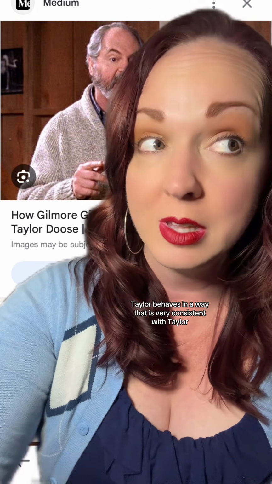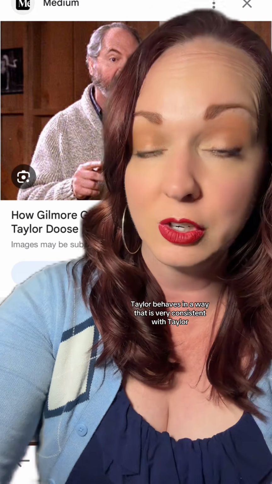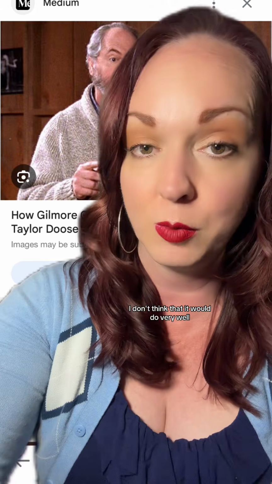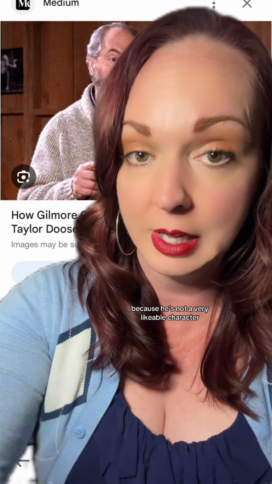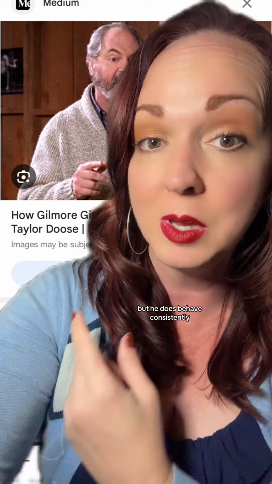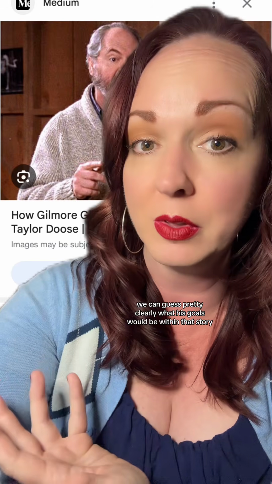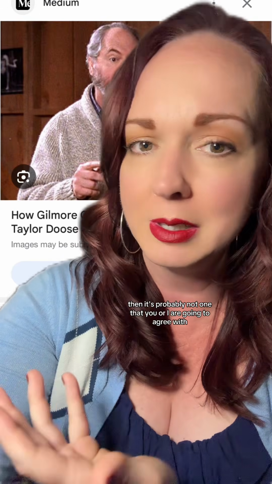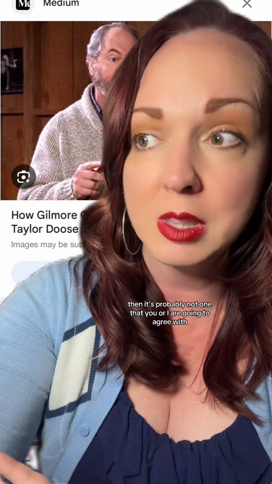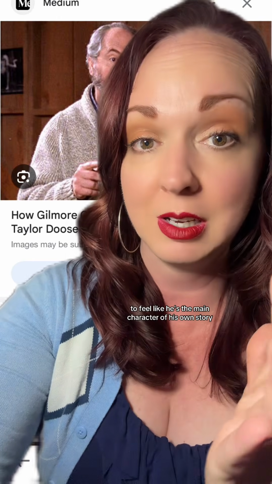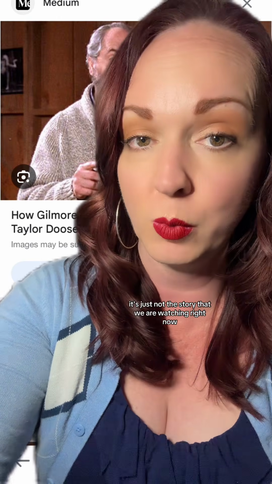Taylor behaves in a way that is very consistent with Taylor. If we were to create a spin-off with him as the protagonist, well, I don't think it would do very well because he's not a very likable character, but he does behave consistently. We can guess pretty clearly what his goals would be within that story, and it's probably not one that you or I are going to agree with, but they did a good job of writing this character to feel like he's the main character of his own story. It's just not the story that we are watching right now.